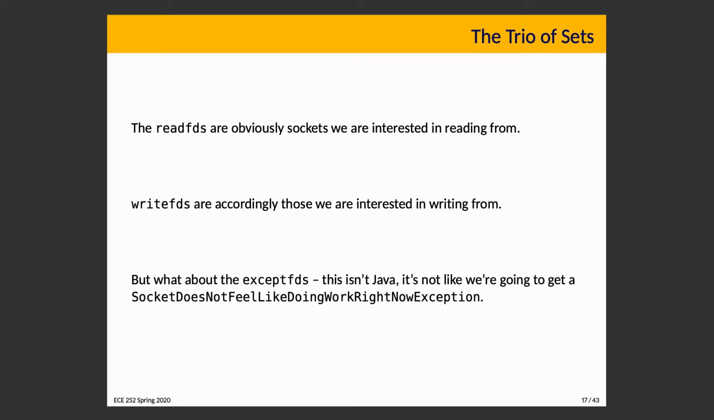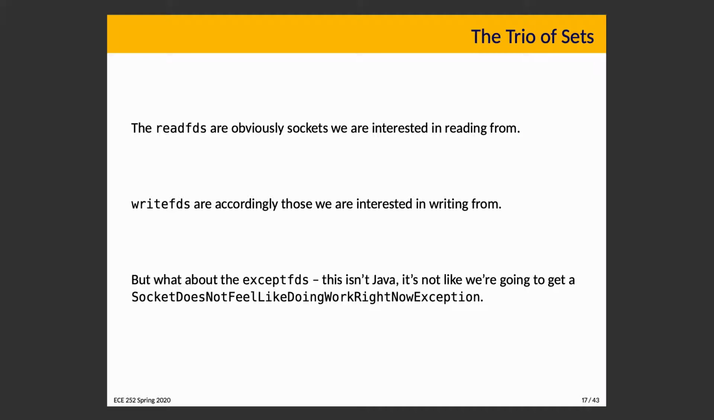Okay, so there are three sets of file descriptors that are provided. The read FDs, those are sockets that we want to read from, so we want to wait until data is available to read on those. Write FDs are sockets we're interested in writing to. It says writing from, but it should say writing to on the slide.